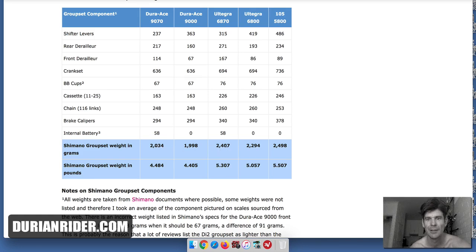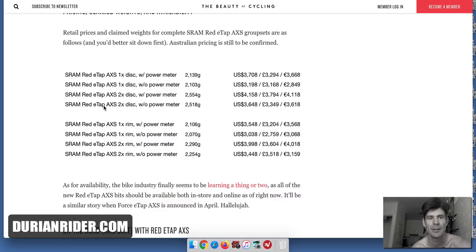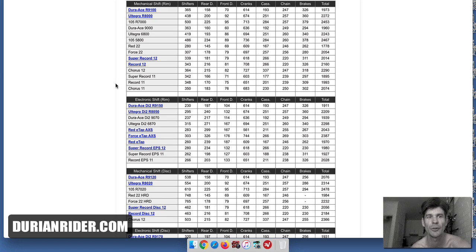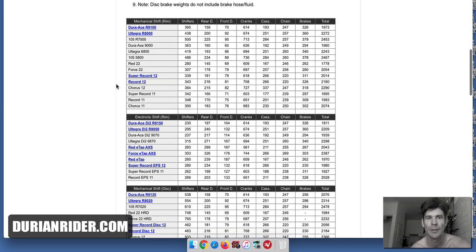So basically, we got 105, which you can get for maybe $200. You get a $200 group set of 105, lightly used, 5800, and it's the same weight, less weight actually, than the SRAM Red Axis. All right, so it's pretty amazing that bikes are getting heavier as we progress with time. So that's SRAM Axis, eTap.